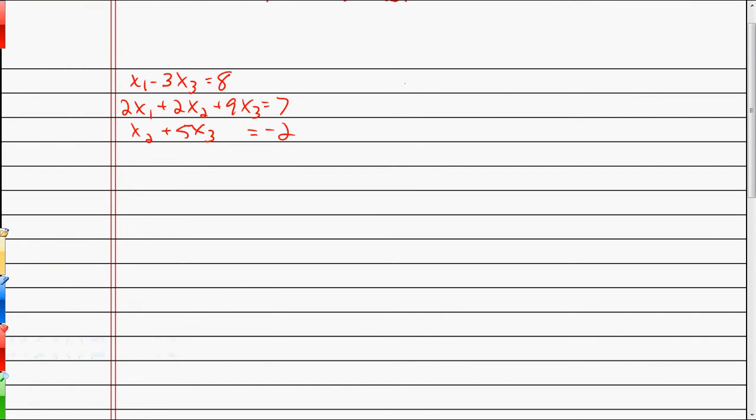Okay, there we go. So the first thing I want to do is get this system into augmented matrix form. So there's a 1, and notice there is no x2, so there's a 0 for x2 and a negative 3 for x3. The line delineating the coefficients from the constants, so that's 8. Then I have 2, 2, 9, 7. I have no x1, so that's 0. 5, sorry. The coefficient of x2 is 1. Coefficient of x3 is 5. And negative 2.